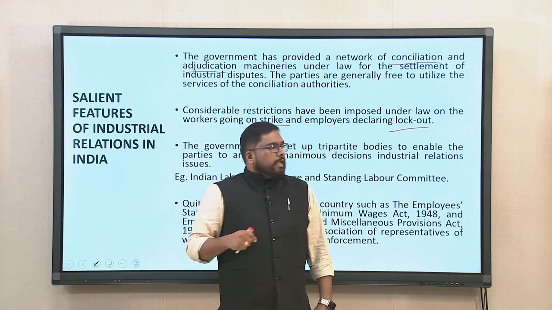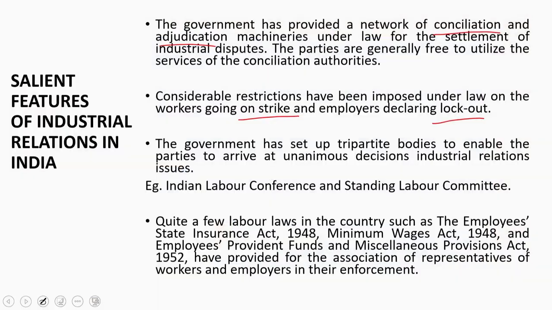And this is yet another significant salient feature of the wave of industrial relations that has happened post-independence. The government specifically has set up certain tripartite bodies to enable parties to arrive at unanimous decisions in industrial relations issues, something like the Indian Labor Conference and Standing Labor Committee. These are such initiatives whereby we do not want a conflict to carry forward for a larger period of time, creating detrimental situations both for the organization as well as the country and the individuals or the employees. So the government specifically tried to bring in certain bodies like the Indian Labor Conference or Standing Labor Committee, etc., to bring out unanimous decisions in industrial relations issues.